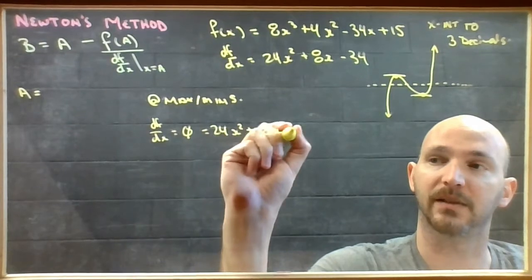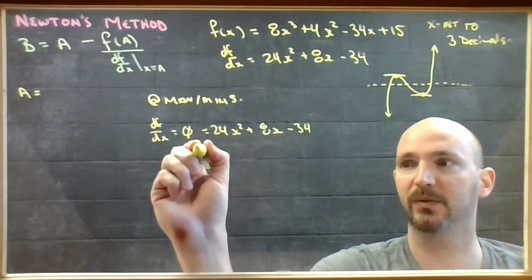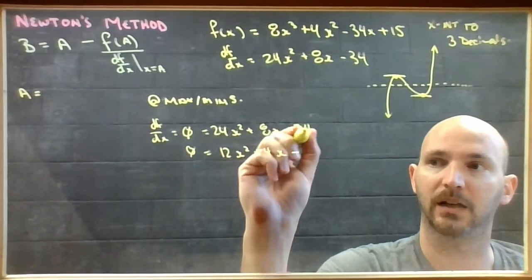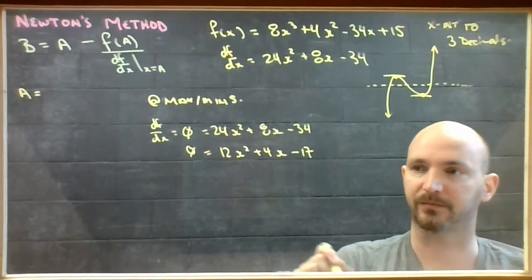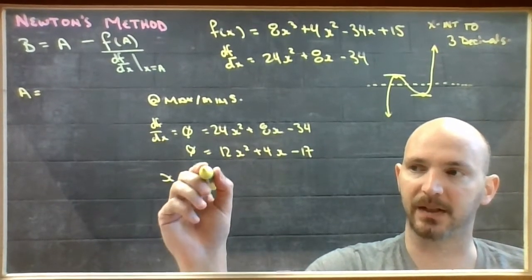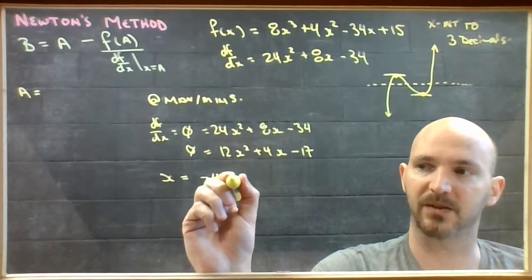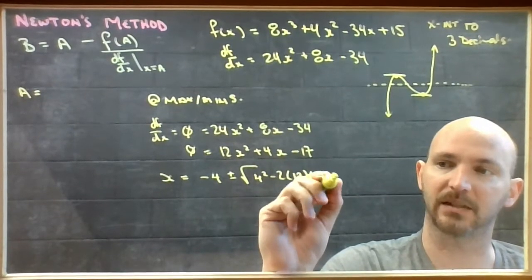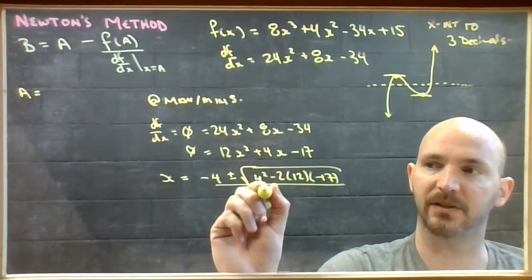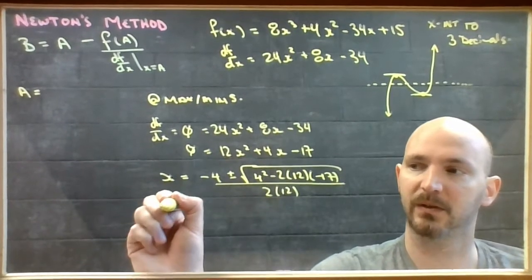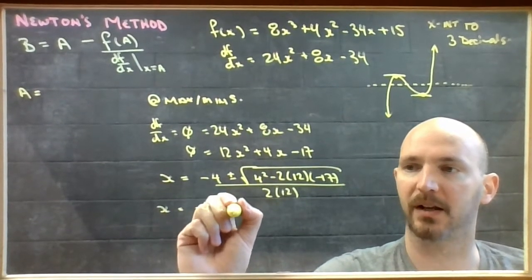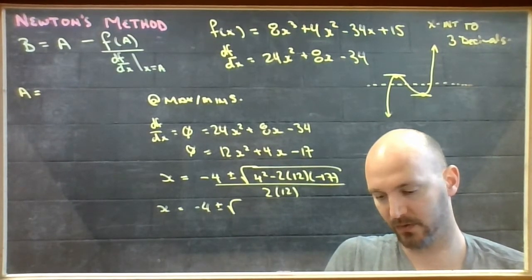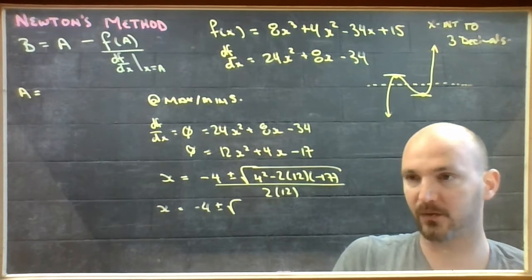It's 24x squared plus 8x minus 34. All of those numbers divide by 2, so I'm going to scale down. Divided by 2 is 17. So my max-mins should happen at -4 plus or minus the square root of 4 squared minus 2 times 12 times -17, all divided by 2 times the a value, which is 12. So -4 plus or minus the square root of 16 plus 2 times 12 times 17 gives me 424.